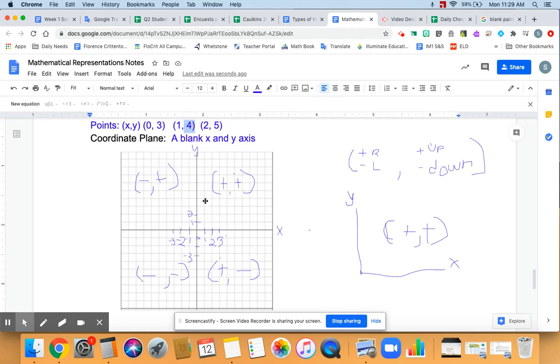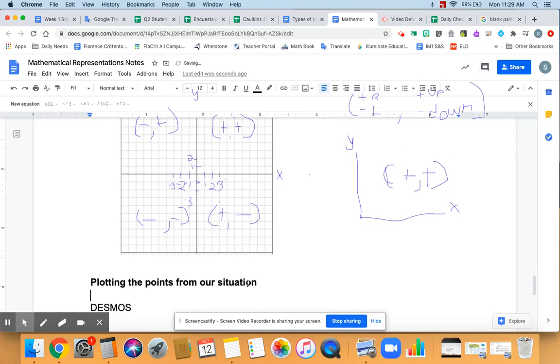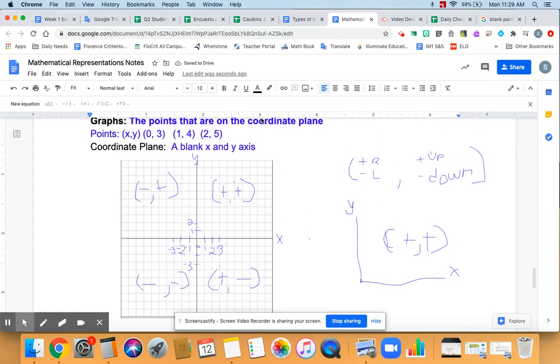I have to go up 4, then I can put my dots. Because you have to do both things before you place your dots. Why don't I show you? Let's graph all the points from our situation. But to do it, I'm going to use Desmos.